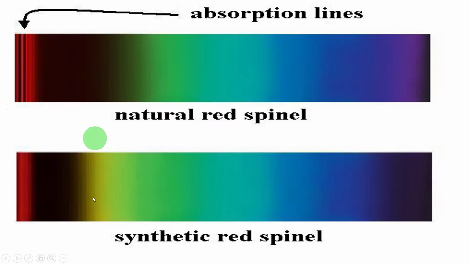Then what is this? It is synthetic red spinel. If it is synthetic, there are some absorption lines here, very thin. And this also very thin. See the difference between red spinel, both are red spinel, but this is natural, this is synthetic. So with this spectroscope, we can see whether the red spinel is natural or synthetic.